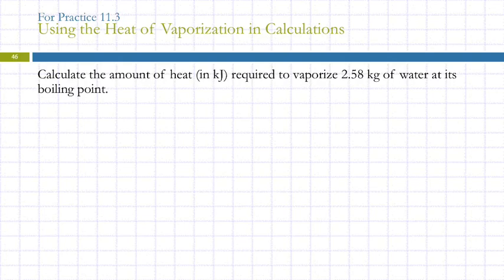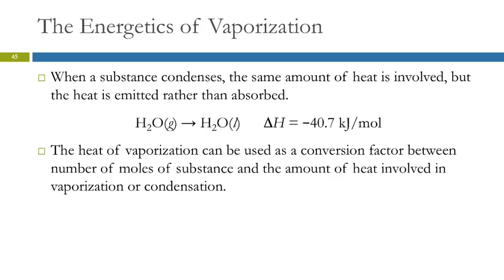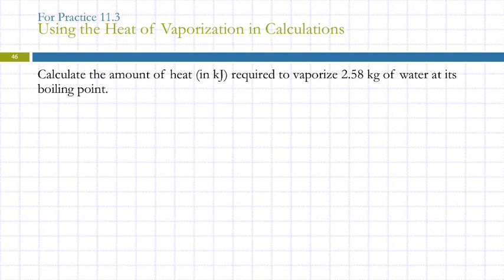So let's calculate the amount of heat in kilojoules required to vaporize 2.58 kilograms of water at its boiling point. Well, we're going to need the heat of vaporization. And the heat of vaporization is not something you need to memorize. It would be given to you on an exam. So here it is, 40.7. I'm going to write that down right away before I forget. Delta H, heat of vaporization, is 40.7 kilojoules per mole.